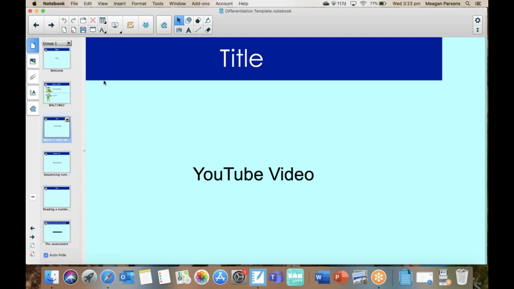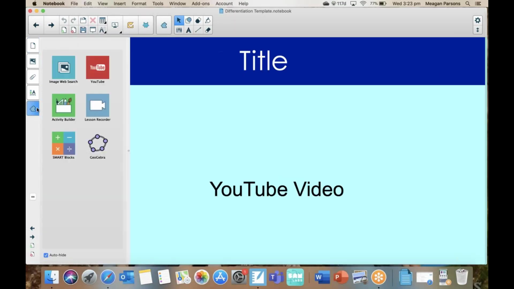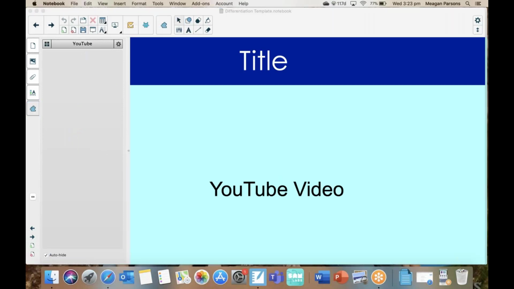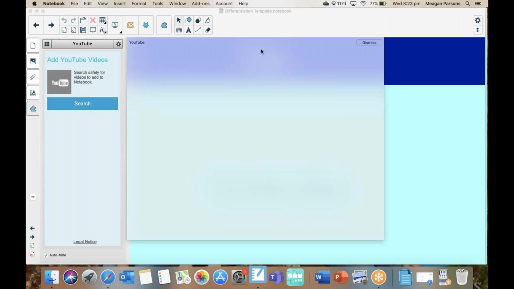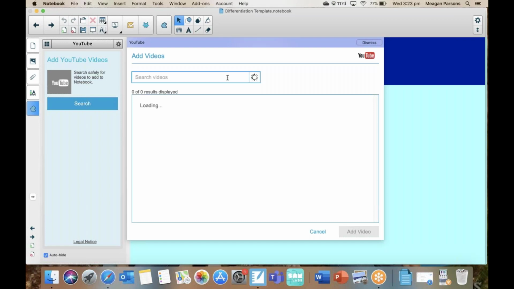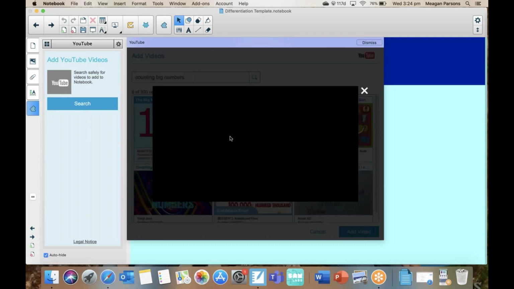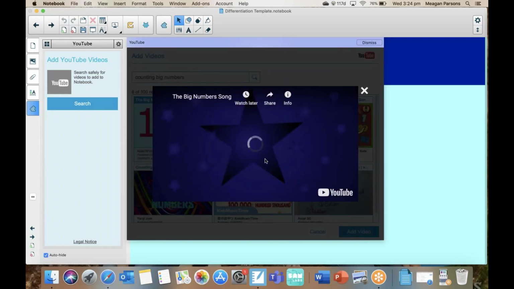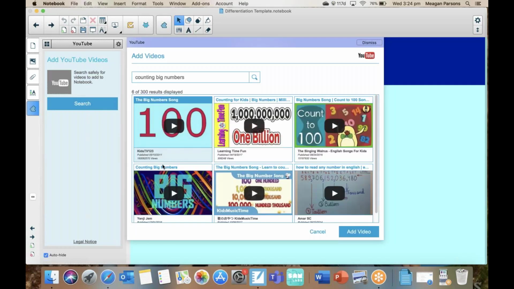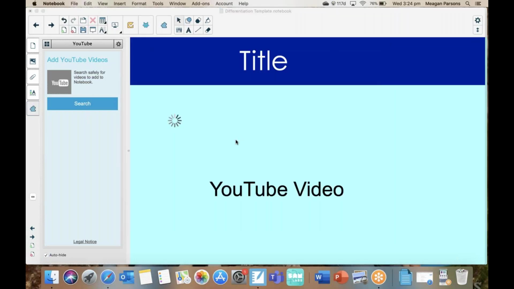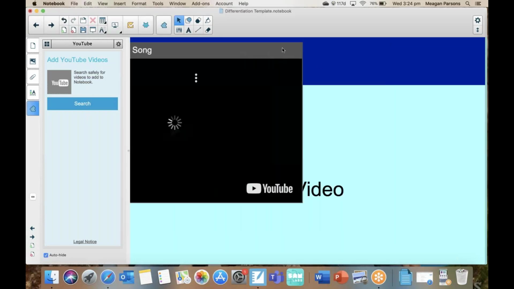And if you haven't added a YouTube video, it's actually really quick and easy. So over here in your add-ons, you just click YouTube and search, and it all happens within the software. So if you were doing a unit on counting big numbers, you can search for it. You can play the video in here to test it and see if it's the right video. Oh, a bit loud. And then you just add the video, and it's going to drop it in for you.